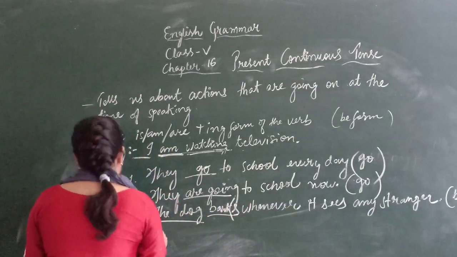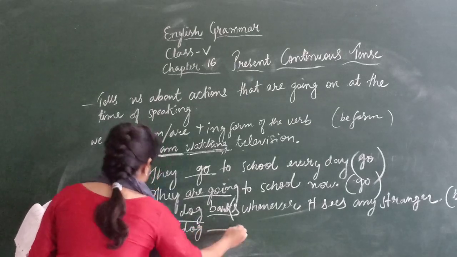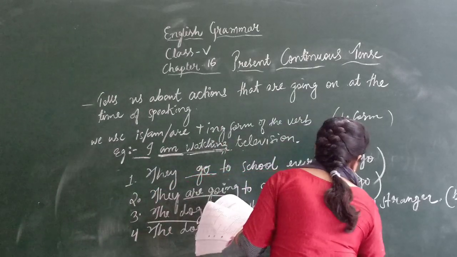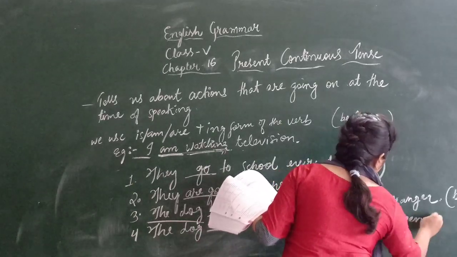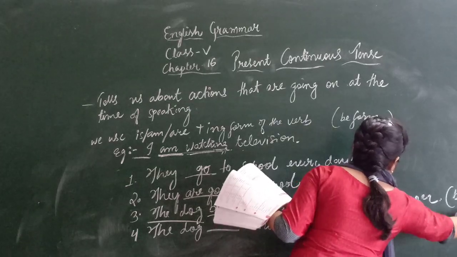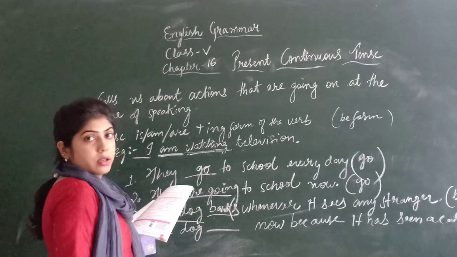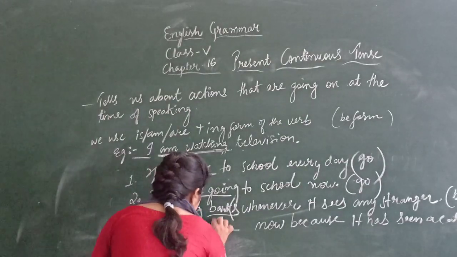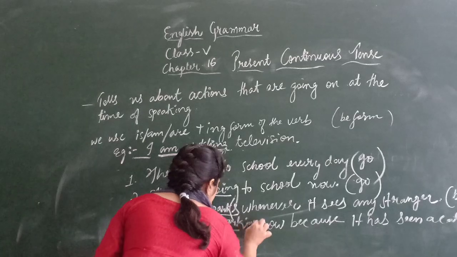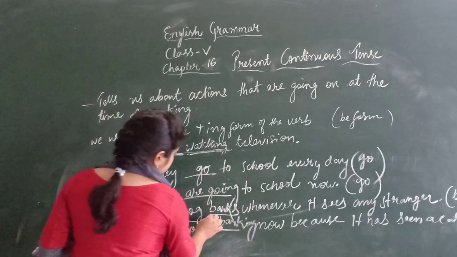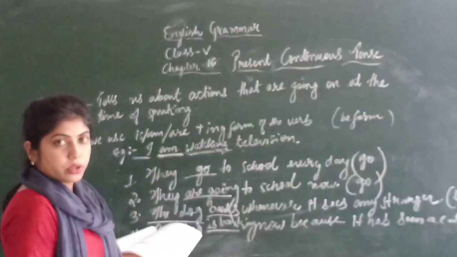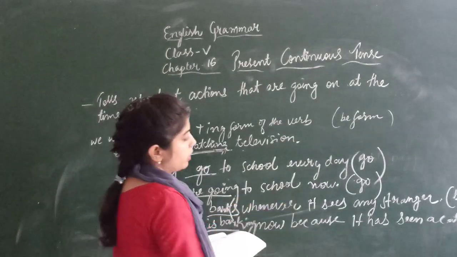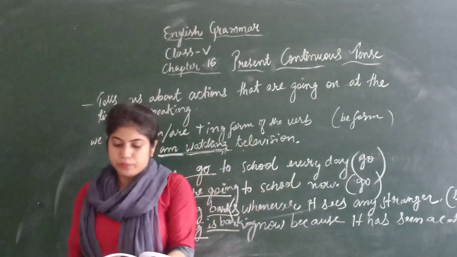Similarly, the fourth sentence, the dog dash now because it has seen a cat. Bark is given in the bracket. So the dog, kya ho jayega yahan pe? You have to convert this in present continuous tense. The dog is barking. This is singular, so I am using is. Dogs ko to, the dogs are barking. Okay? So the dog is barking now because it has seen a cat.